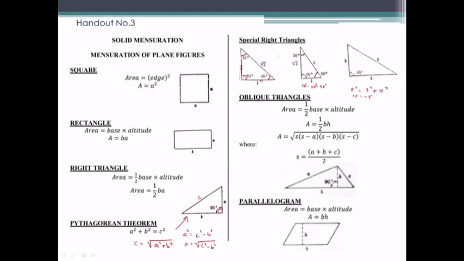This is a special right triangle 3, 4, 5. Not necessarily that the measurements are 3, 4, and 5, but in the ratio 3, 4, 5. That is a special right triangle right there.